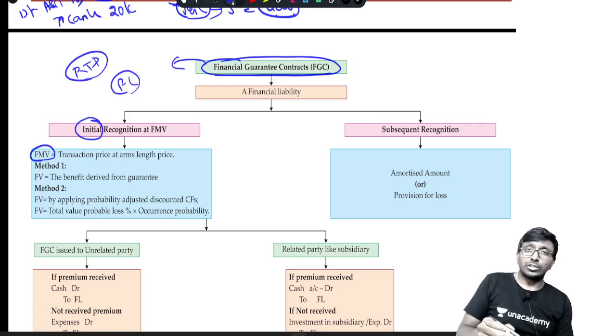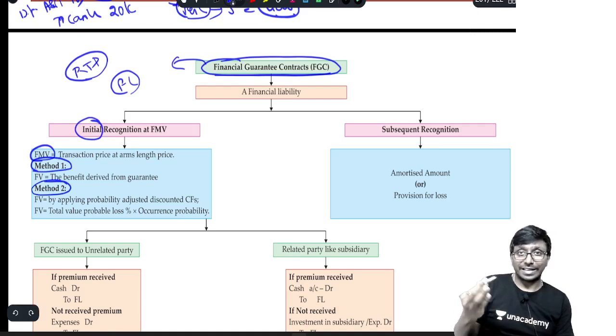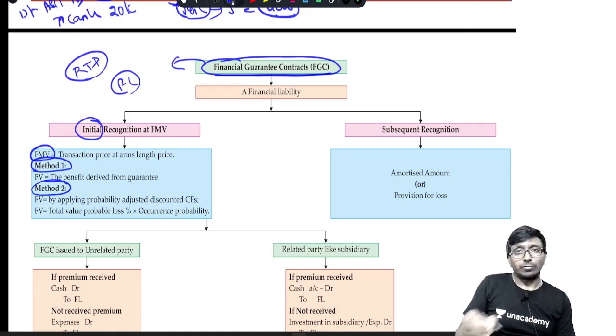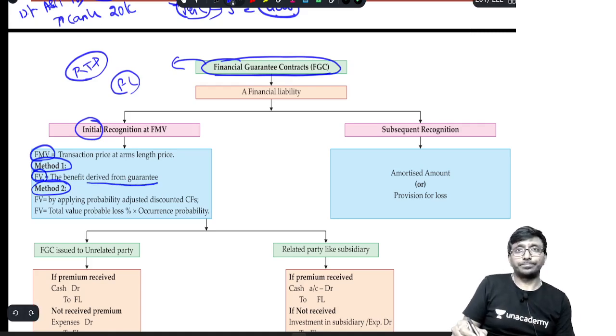Right. Sir, how do you determine fair market value? Yes, there are two methods we can think of, because there is no clear guidance on that. One is fair market value: what is the benefit derived by the guarantee?